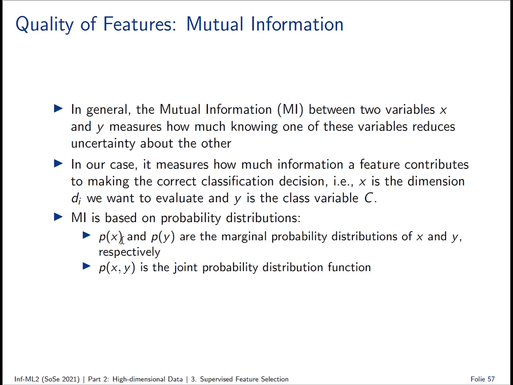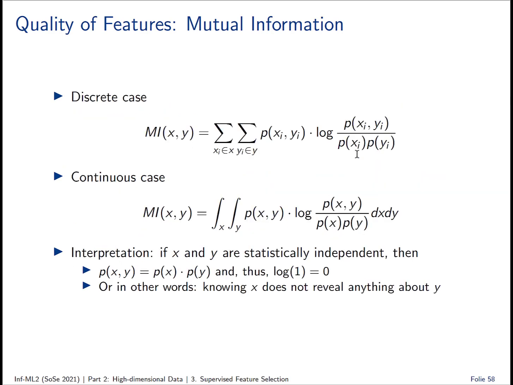First of all, we compare two features, x and y. Y is, for example, the class label. X is the feature whose importance or quality we want to measure. We take a look at these two probabilities, P of x and P of y, which are the marginal distributions of x and y, respectively. And then we also look at the joint probability distribution function of x and y. And we relate those three things to each other as follows.